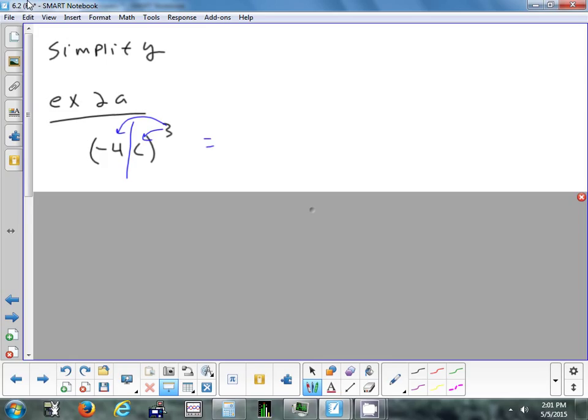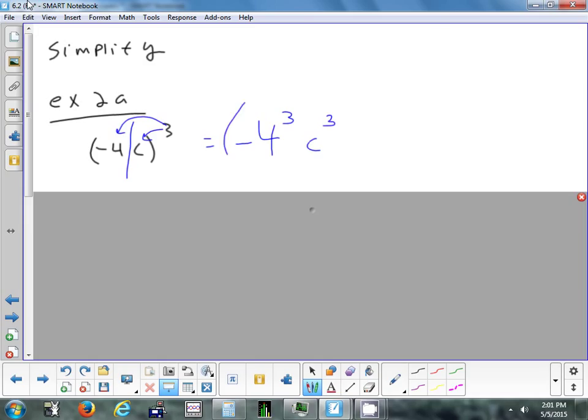I'm not saying we have to do all the math right now. All I want to know is, when I do that first part, what am I going to get? Anybody raising their hand? I'll get -4 to the third. And then what about that C? C to the third. -4 to the third, C to the third.